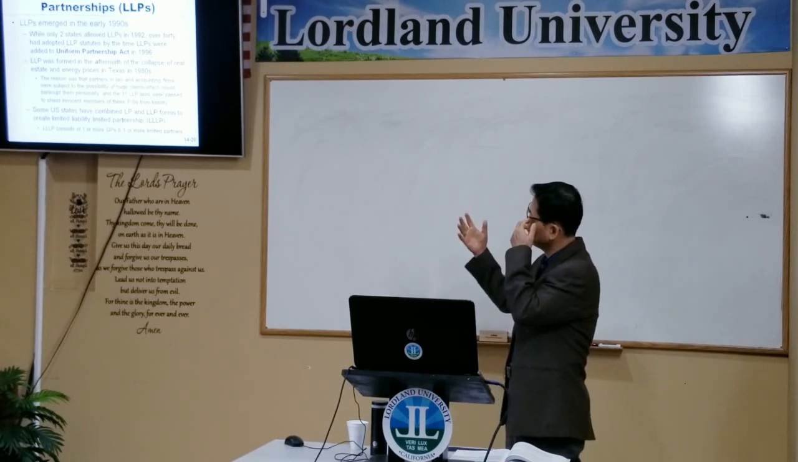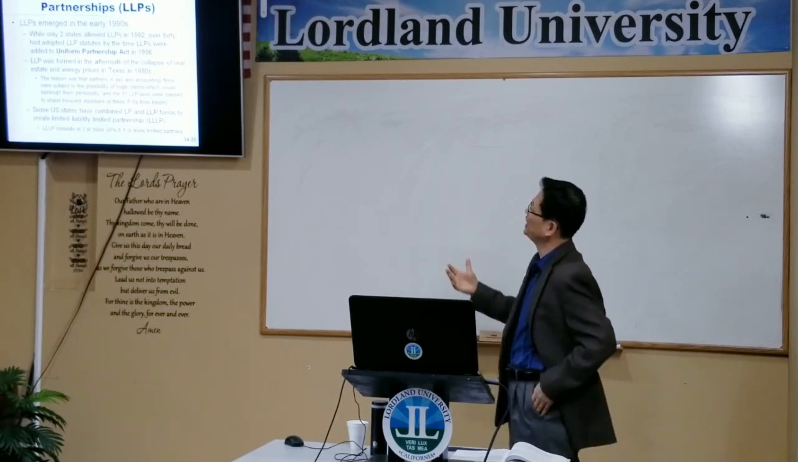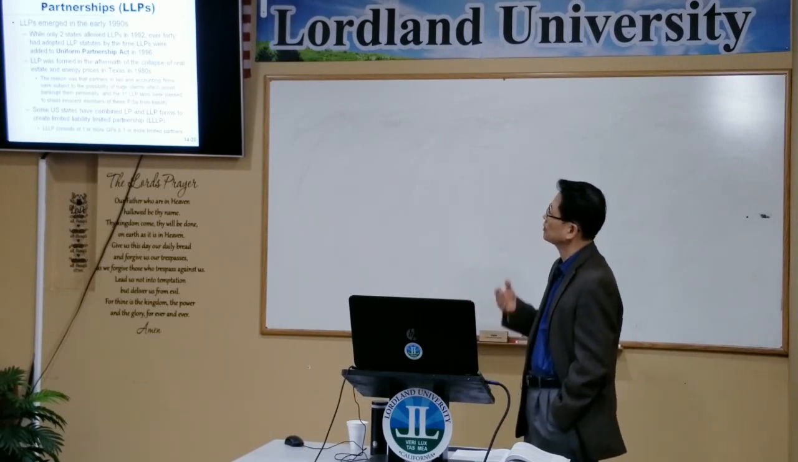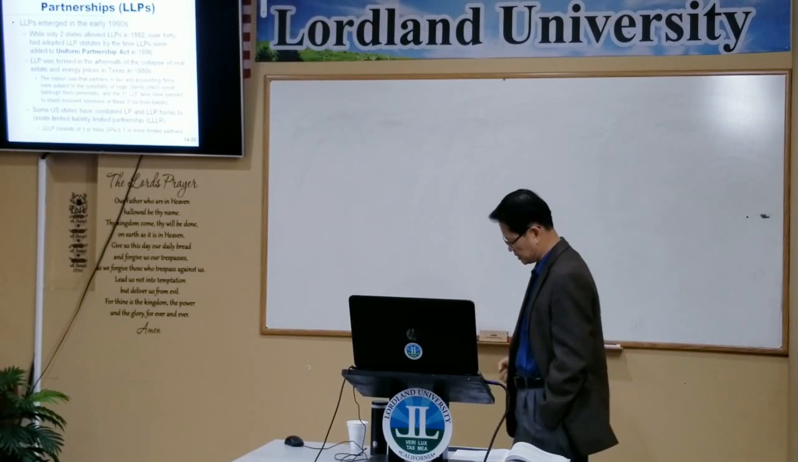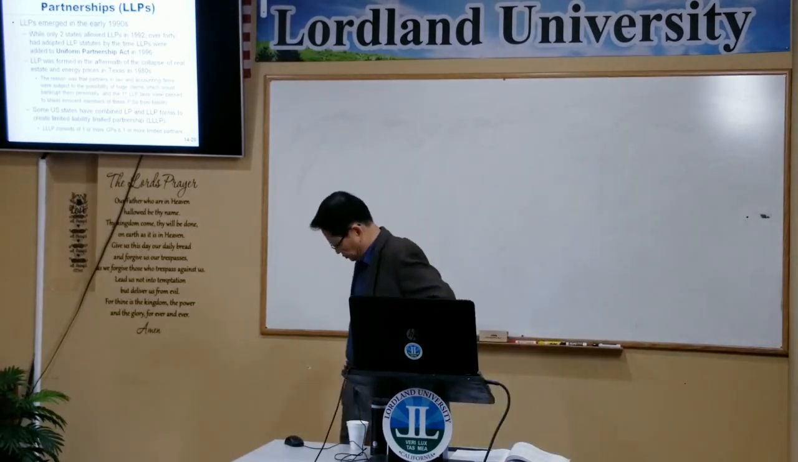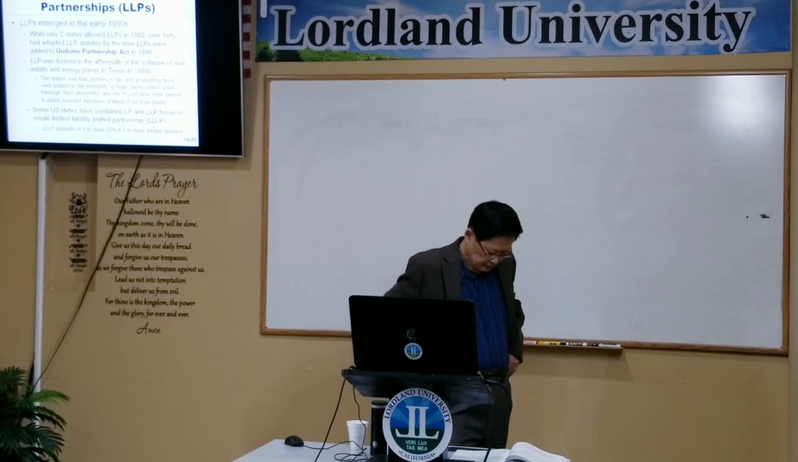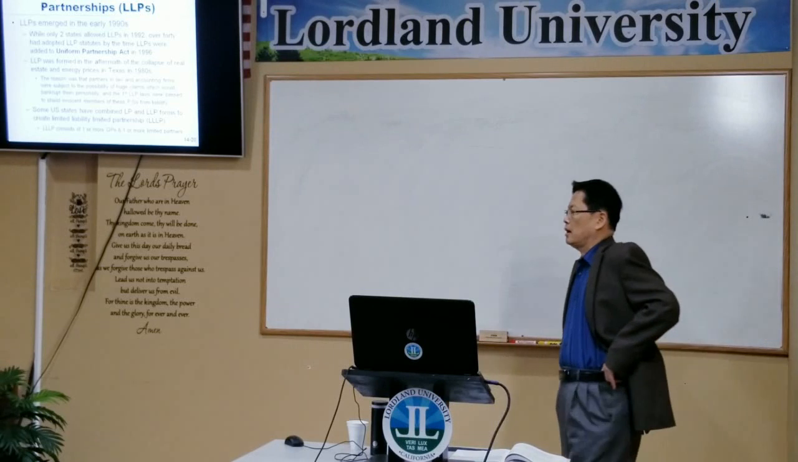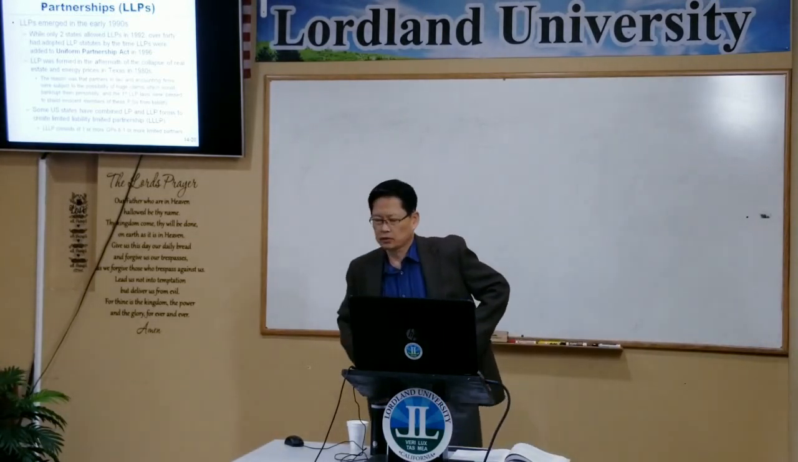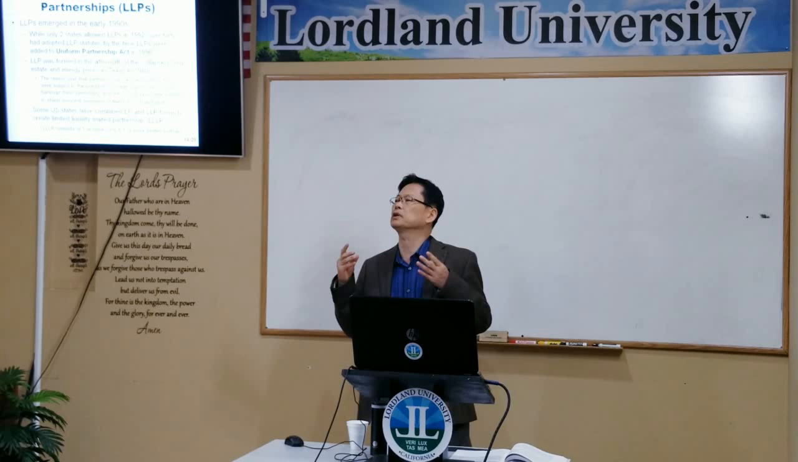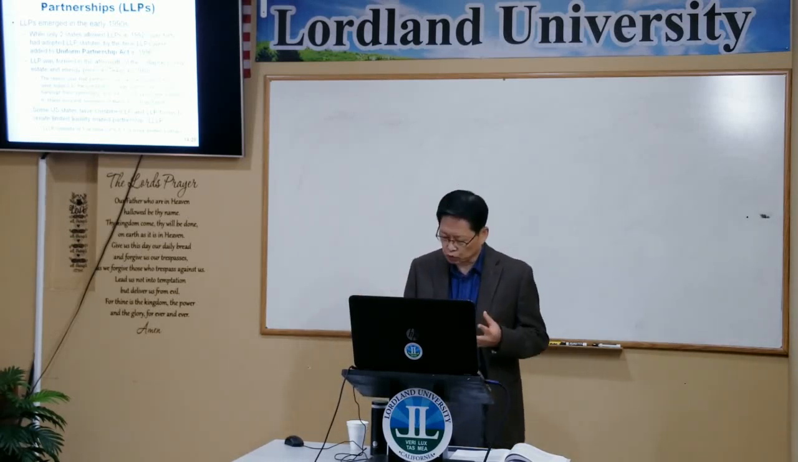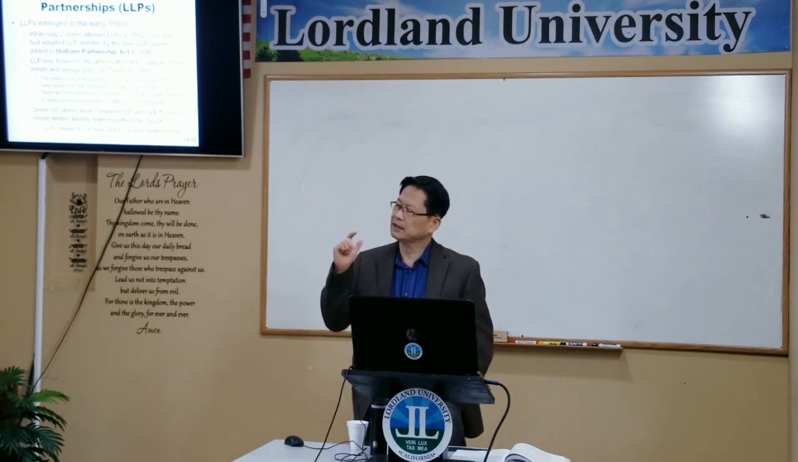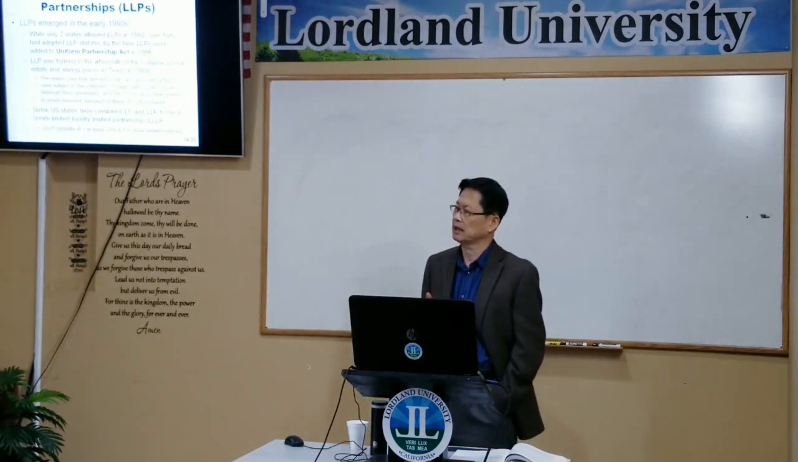The next path for a business entity is an LLP, limited liability partnership. Okay. This is the last type of business entity in this textbook. I told you there are too many different types of business entity, and choosing a business entity is very, very important for starting up the business. Okay?